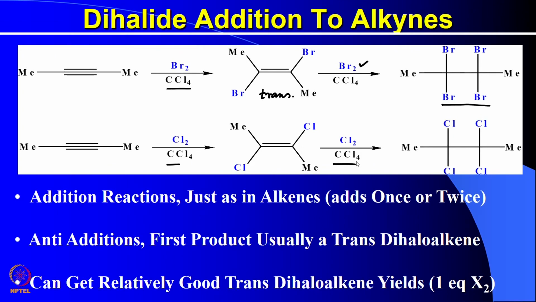So the addition reactions, just like in alkenes, add once or twice, but go through halonium ion formation. It is anti-addition, and the first product is usually the trans dihaloalkene, and you can get a relatively good yield of the trans dihaloalkene if you use only one equivalent of X2.